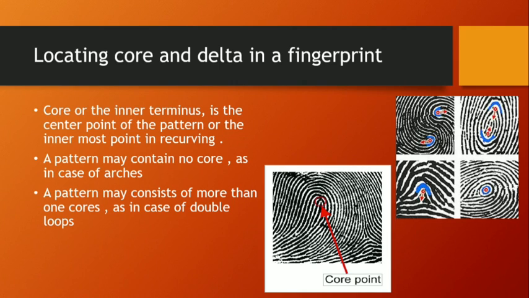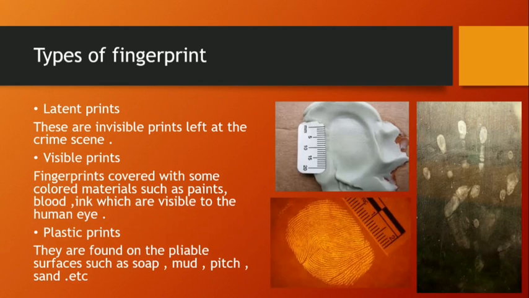In a crime scene, several types of fingerprints are found. They can be categorized into 3 types: latent print, visible print, and plastic prints. Latent prints are those which are invisible and can be visualized with the help of UV or an alternative light source. Visible prints are made with some colored material such as blood or ink. Plastic prints are those which are found on pliable surfaces such as sand, mud, soap, etc.